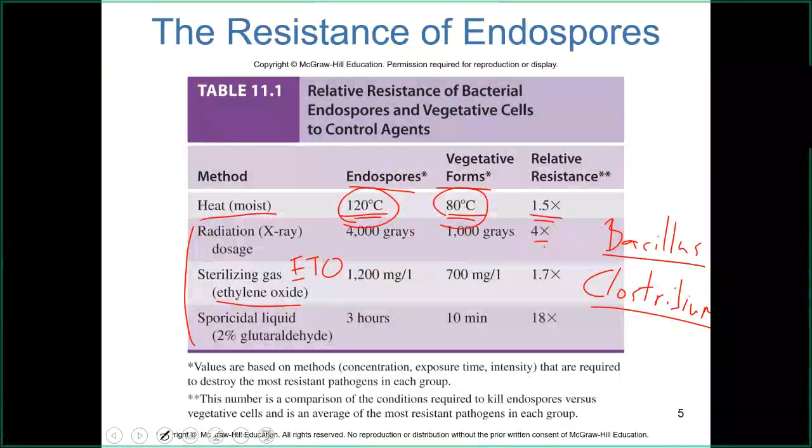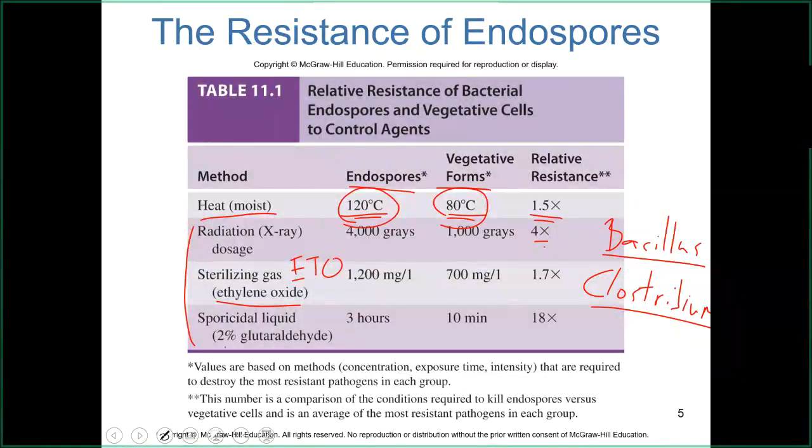And finally, you can use a sterilizing agent like glutaraldehyde, similar to formaldehyde, but a little better actually. It is a sterilant if it's applied properly. And you can see there it takes 3 hours of application of glutaraldehyde to get complete death of endospores as opposed to just 10 minutes for the vegetative form. There's an 18 times difference.